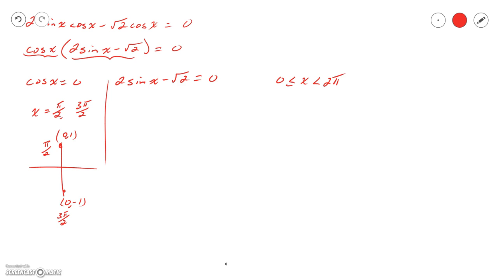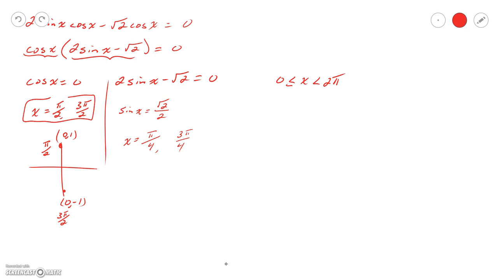Over on the right-hand side here, I get sine of x equals radical 2 over 2. And I can figure that out pretty easily. That's going to be at pi over 4. It's also going to be in quadrant 2. Sine is positive in quadrant 2. So that's going to be 3 pi over 4.